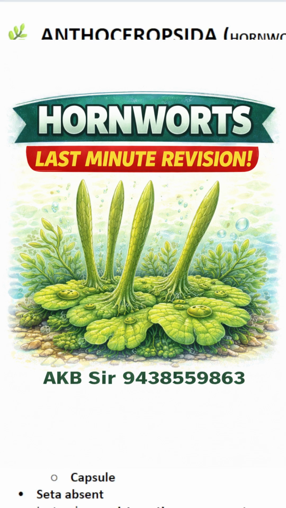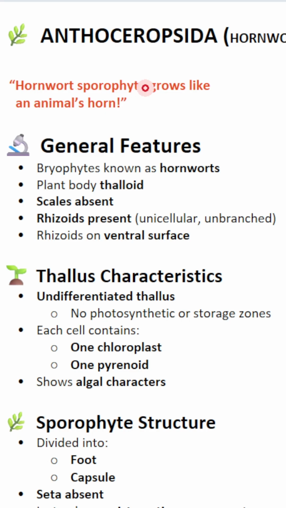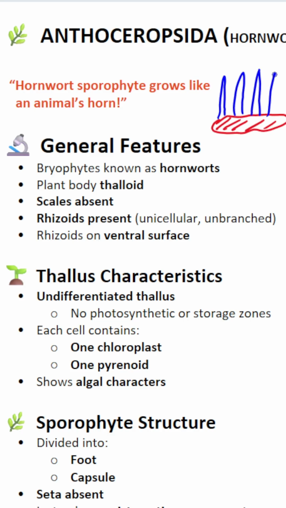Okay, let's start with the second class, that is called Anthocerotopsida, or we call them hornworts. In hornworts, these organisms have horn-like sporophytes. Suppose this is the body of the organism, and from the body we find the horn-like sporophytes develop. As the horn-like sporophyte develops, they are called hornworts. These horn-like structures develop from the body of the gametophytic plant, for which we call them hornworts. These are the gametophytic plants and these are the sporophytic plants.